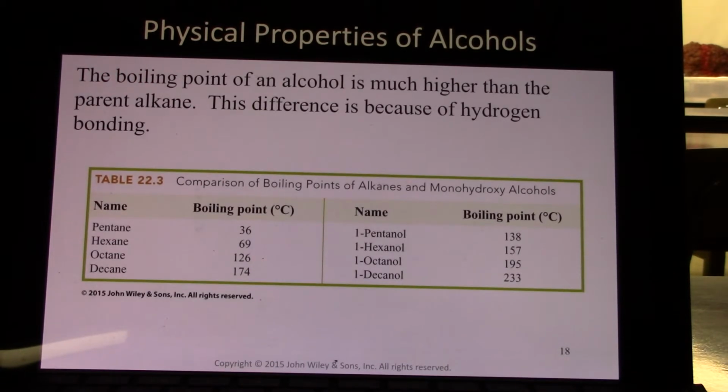So the boiling point of an alcohol is much higher than the parent alkane, and this difference is because of hydrogen bonding. And we look at the boiling point of the alcohol, it's about 100 degrees higher than the alkane that it came from.